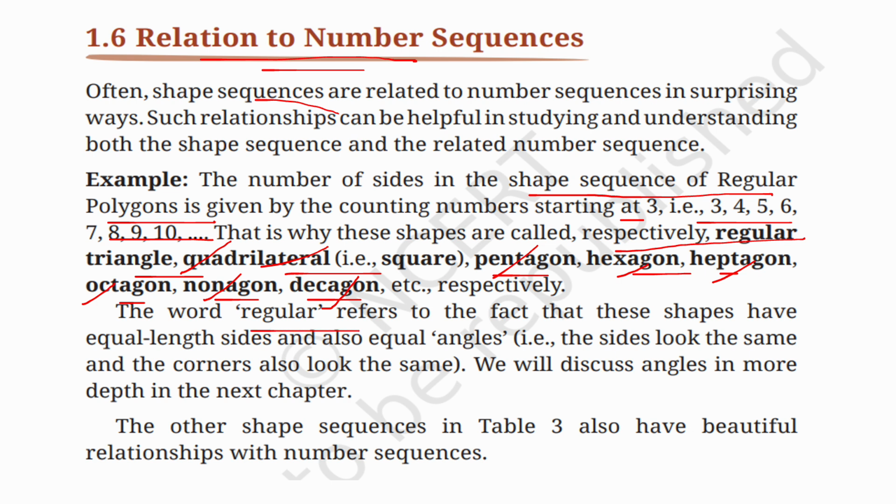The word regular refers to the fact that these shapes have equal length sides and also equal angles. That is, the sides look the same and the corners also look the same. So what do you mean by regular? Regular shapes have equal length sides, and they also have equal angles. Angles we will study in the next chapter.